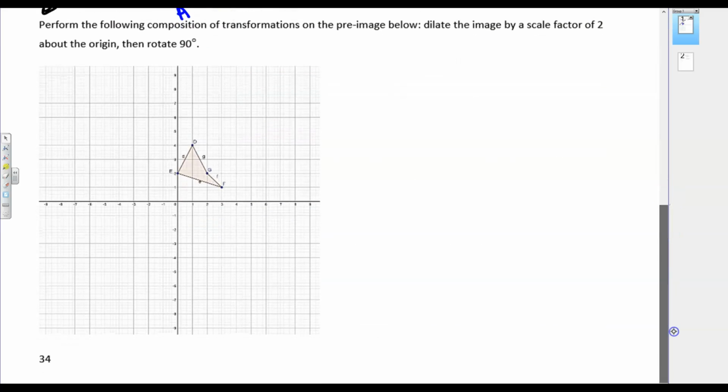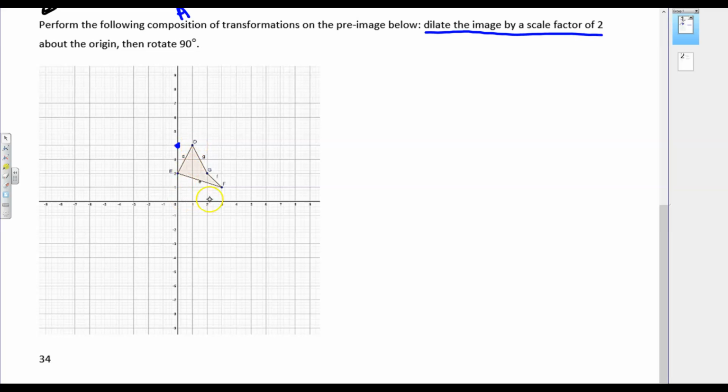Let's take a look at this next one. This next one asks me to first dilate an image with a scale factor of 2 about the origin, then rotate 90 degrees. So let's dilate this thing first. Point E is at 0, 2, so the next point would be at 0, 4. I multiply both of my coordinates by 2. D is at 1, 4.